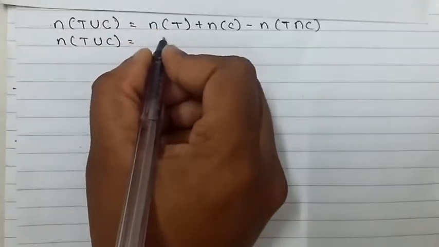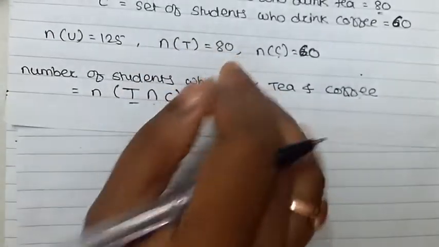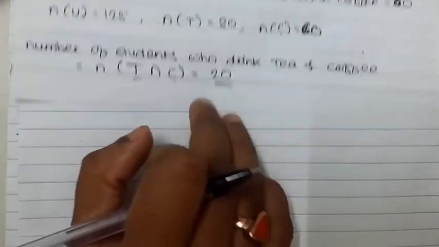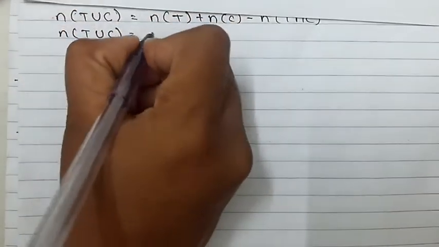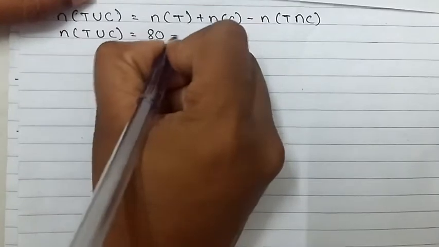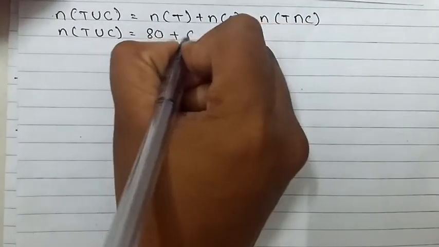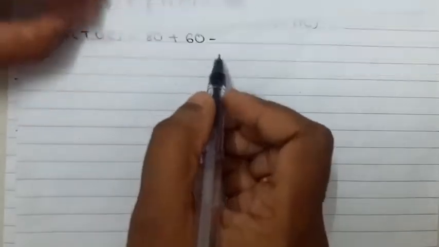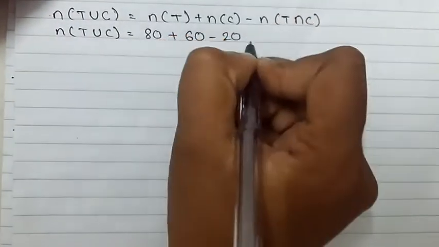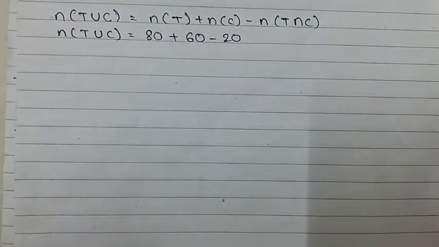What is the value of n of T, which we calculated earlier? That is n of T is equal to 80. So put 80 here. Then what is the value of n of C? That is 60. So put 60 minus n of T intersection C, that is 20. Clear? Next.